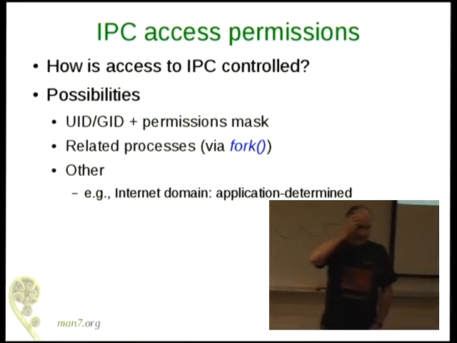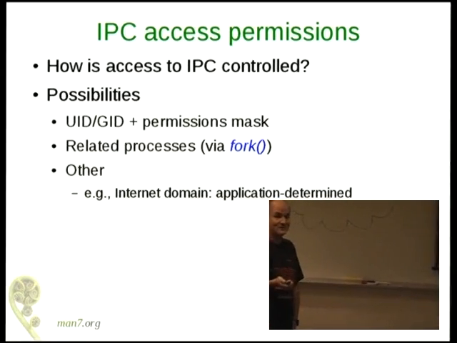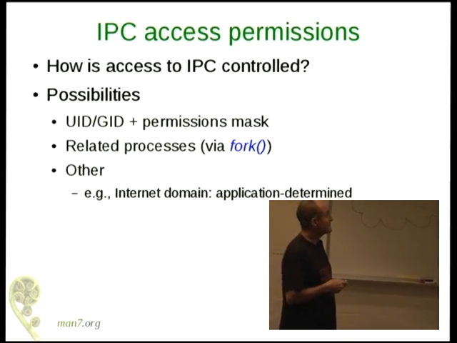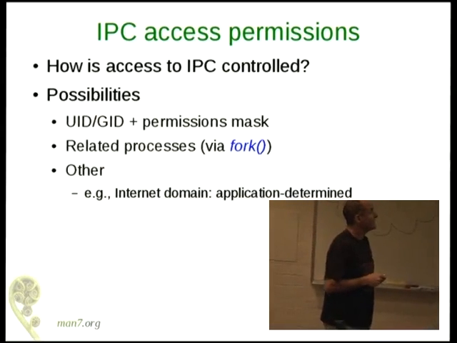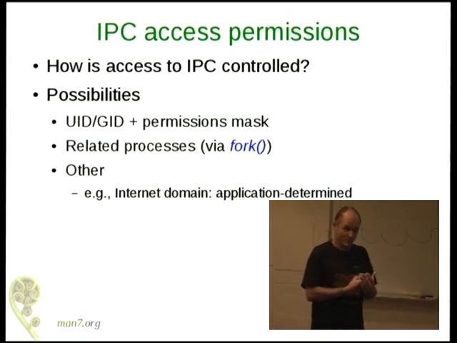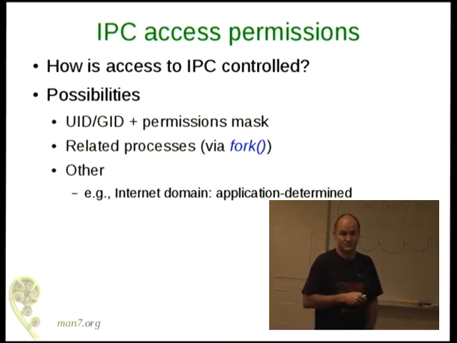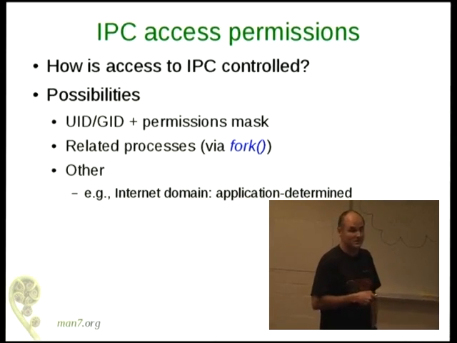Another discriminating factor for why you might choose a particular IPC mechanism is how the access to the mechanism is controlled. Well, there are various possibilities. It could be based on user and group IDs and a permissions mask. It could be based on whether the processes are related via fork, or it could be something determined by the application, for instance, which is what happens with internet domain sockets.